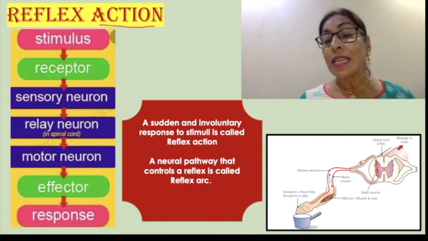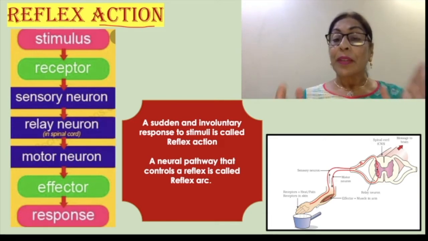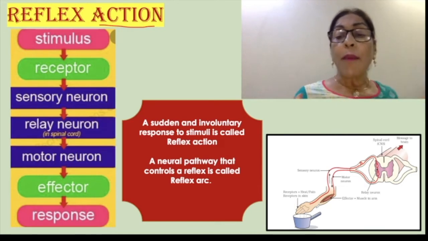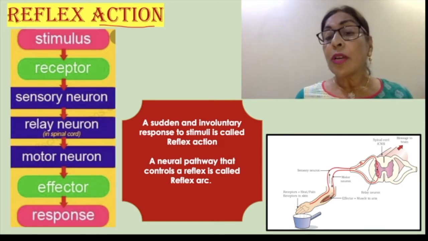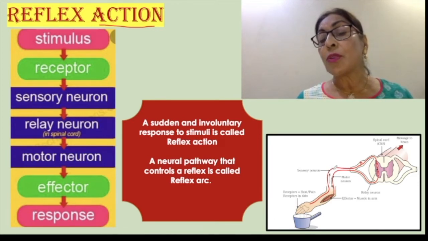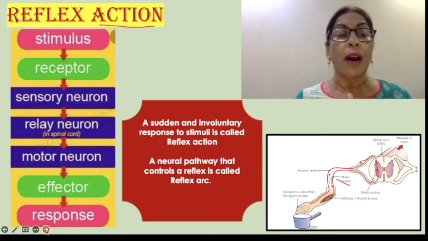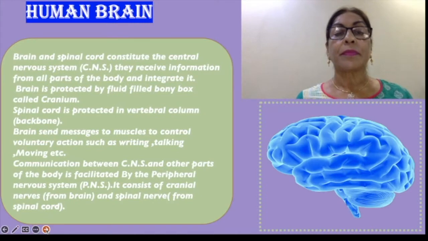Here what you can see is a hot vessel. When you suddenly touch the hot vessel, you move your hand apart. At that time the receptor sends the message to the sensory neuron, to the spinal cord, and from the spinal cord it comes back through the motor neuron and then to the effector. It means the muscles in the arm move your hand suddenly away from the hot vessel.